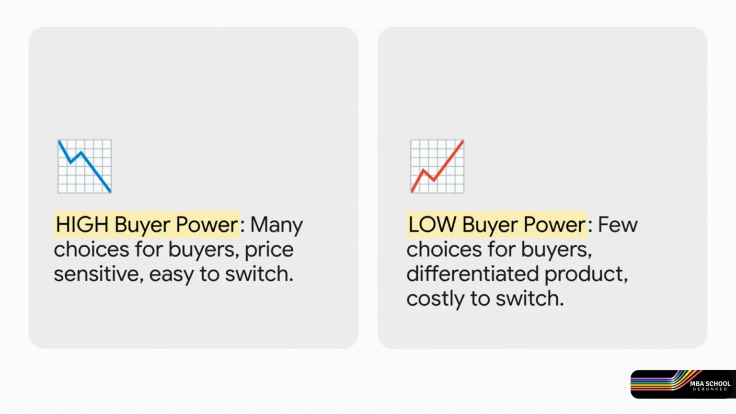I mean, when your customers have a ton of different options and can switch from you to a competitor in a heartbeat, their power is super high. They can demand lower prices and really squeeze your profits. But what if they have very few choices, or your product is completely unique? Well, then their power is low, and that creates a massive opportunity for you.